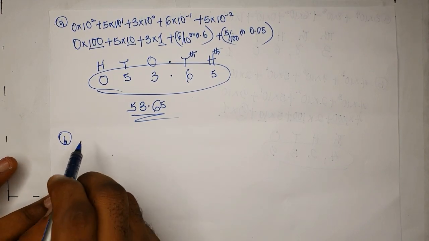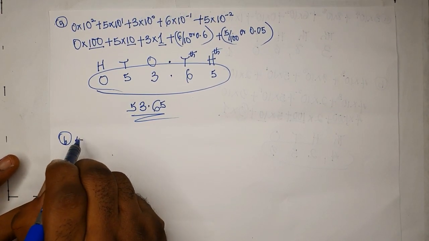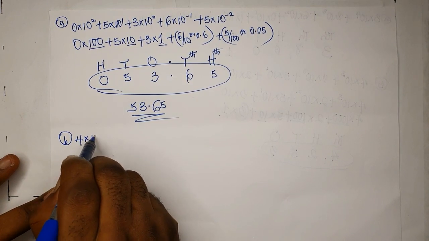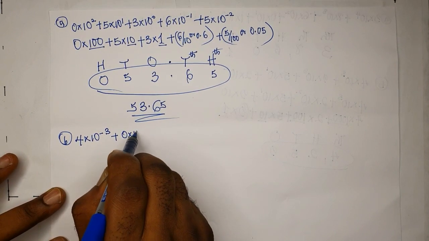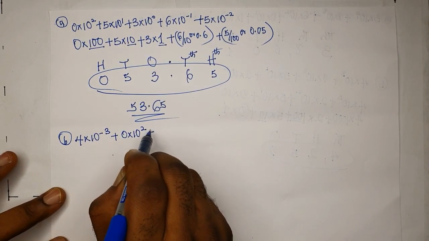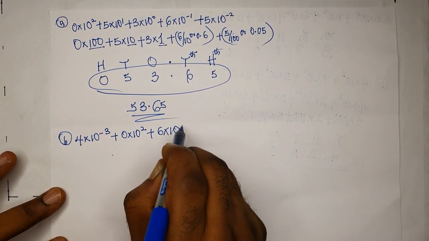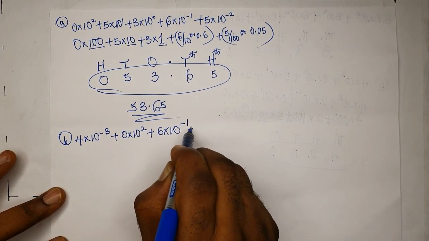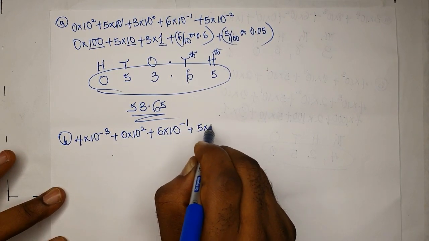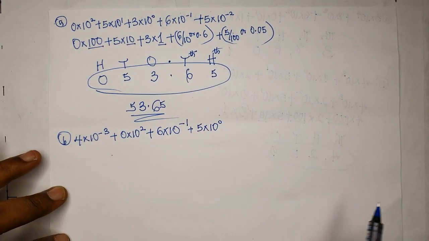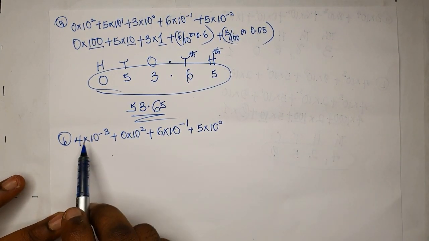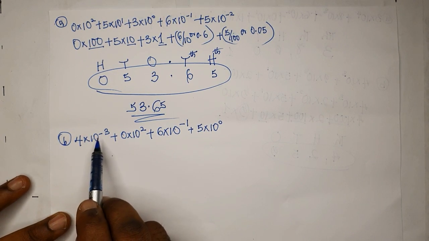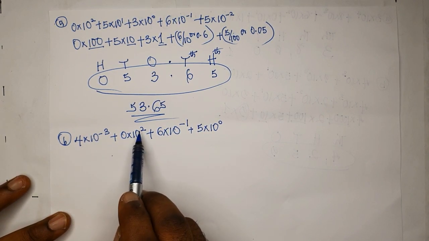Our second example should be, let's take this one, 4 times 10 to the power of negative 3, add 0 times 10 to the power of 2, add 6 times 10 to the power of negative 1, add 5 times 10 to the power of 0. You must be careful when sorting this kind of case. Take a look here. Negative 3 is coming first before positive 2. That's not true.